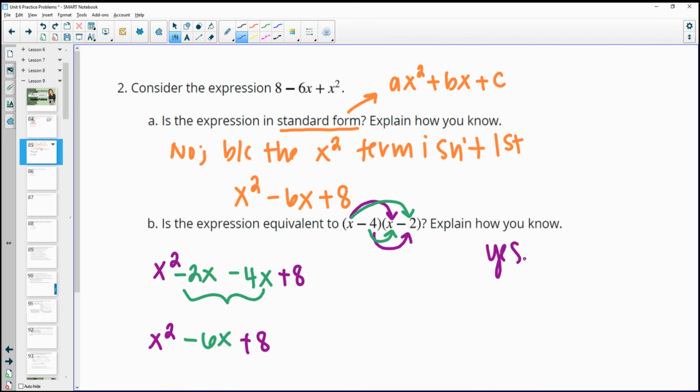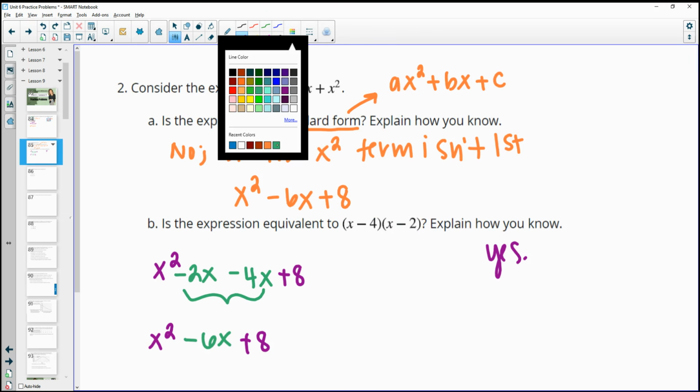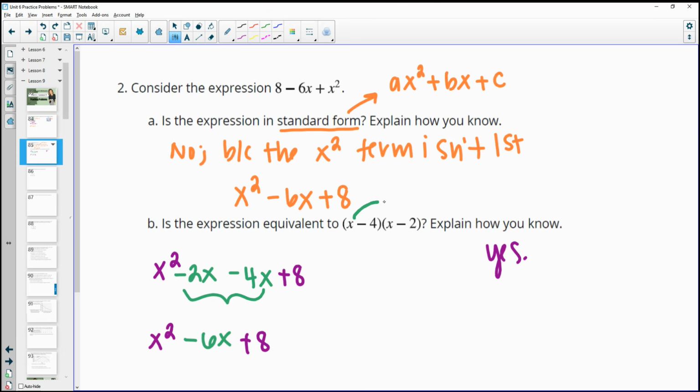And so you can start to get a little bit faster at these binomials squared. If you can remember, we're going to get an x squared, we're going to get a positive 8 when we multiply those together, and then we just need to figure out what the middle term is going to be. And that's going to be when we multiply the x with the number. So negative 2x and negative 4x gets us that negative 6x.